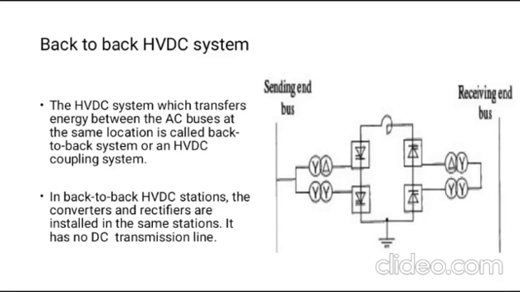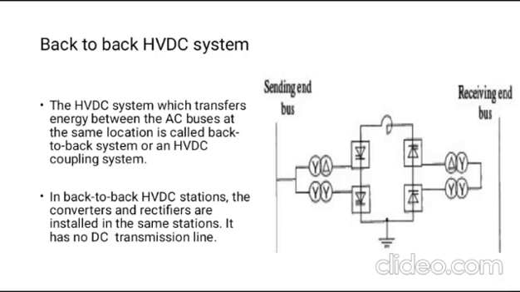Back to back HVDC system. The HVDC system which transfers energy between AC buses at the same location is called a back to back system or an HVDC coupling system. It is nothing but both the rectifier station and the inverter station are in the same station, so it just acts as an intermediate coupling between two AC buses.